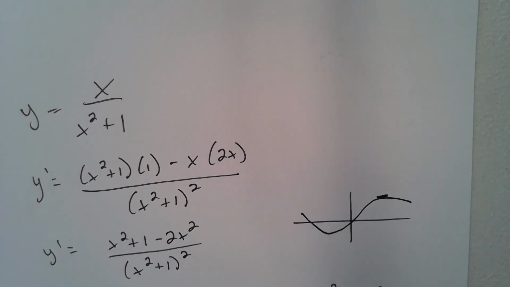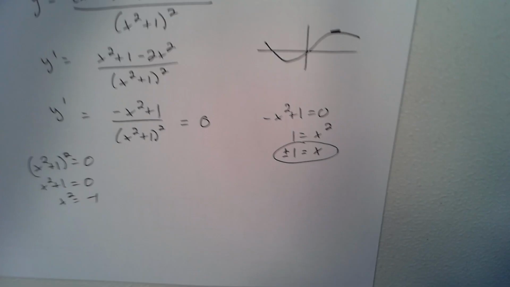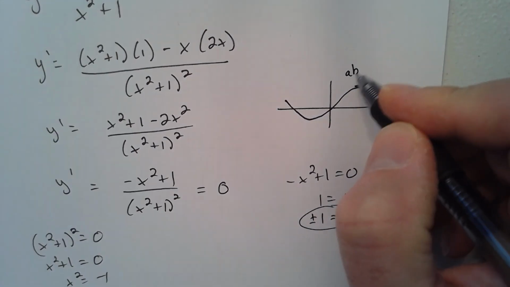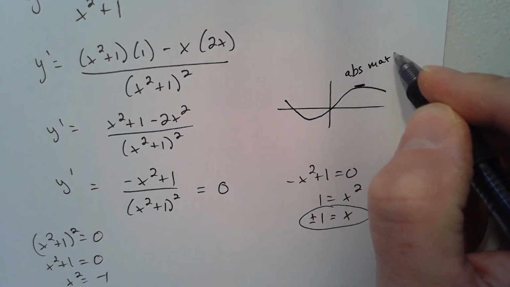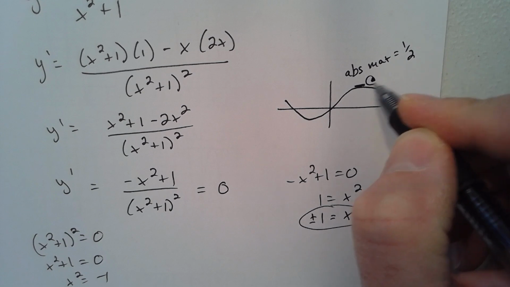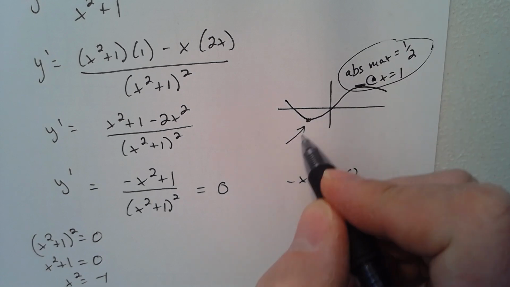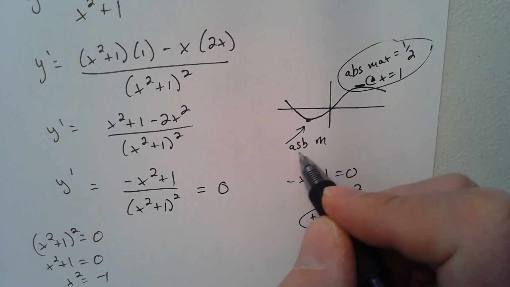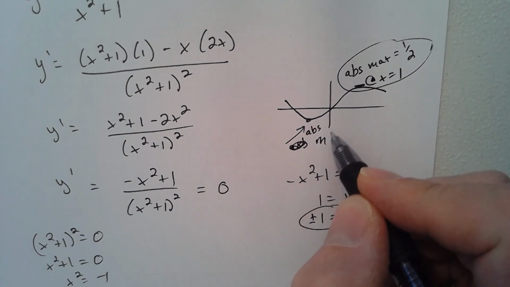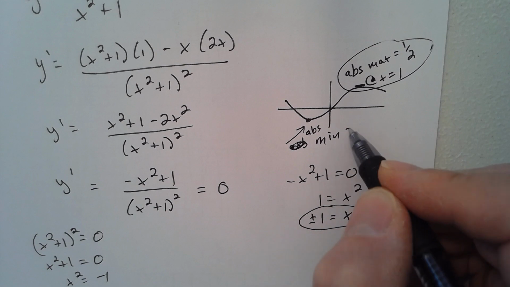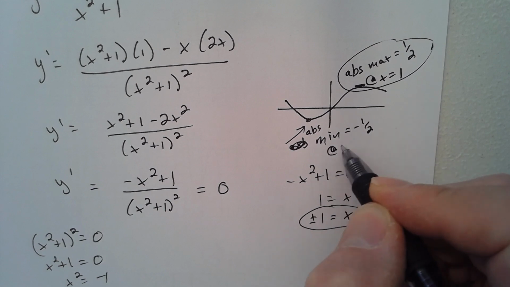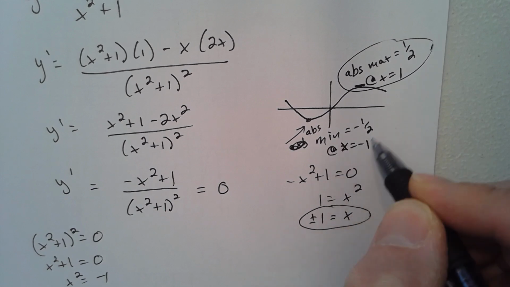So just to look at the sketch, we have an absolute maximum equal to 1/2 at x equals 1, and we have an absolute minimum equal to negative 1/2 at x equals negative 1.